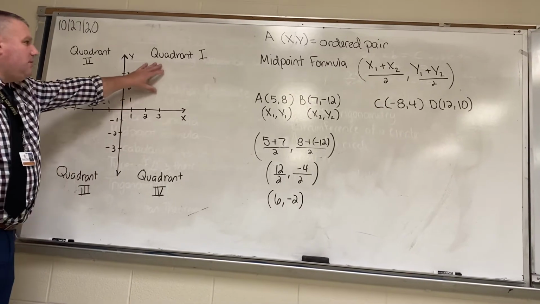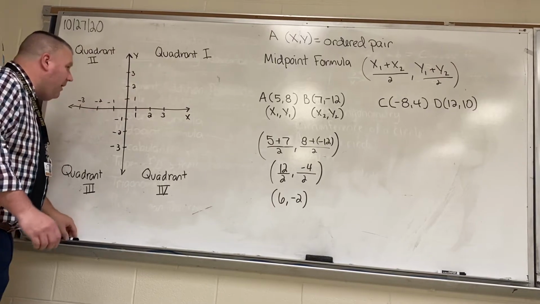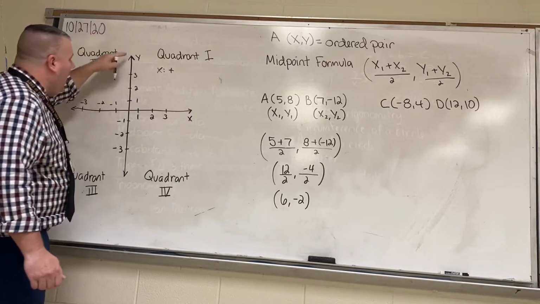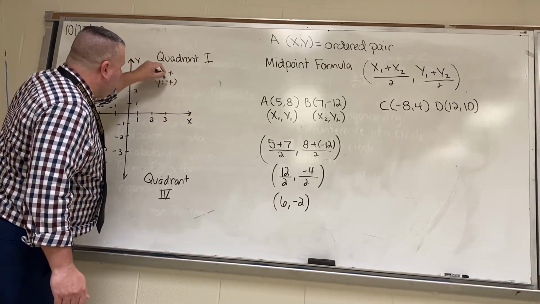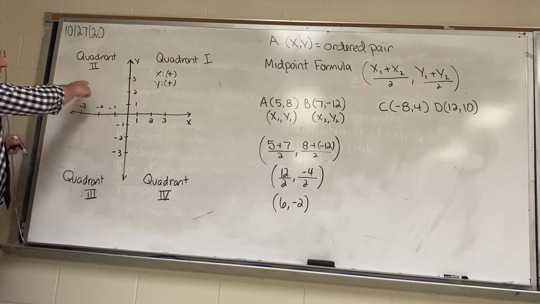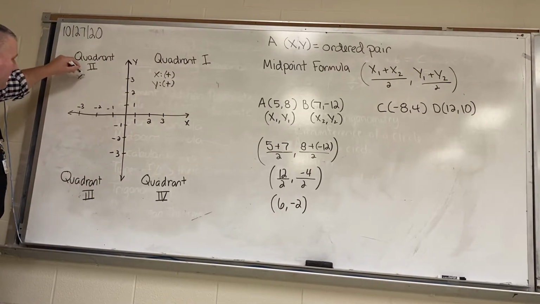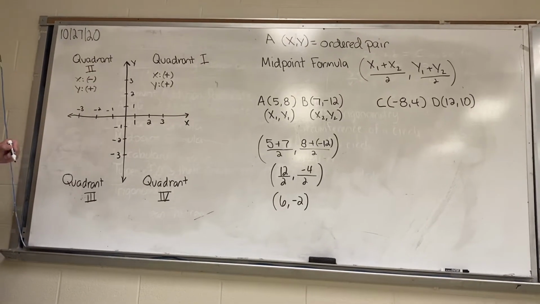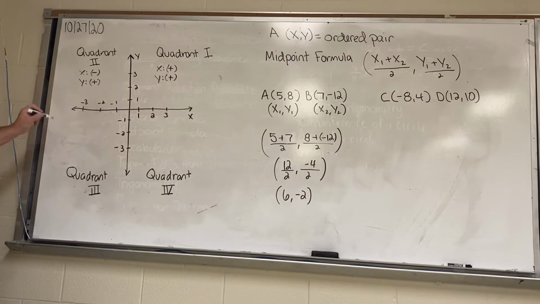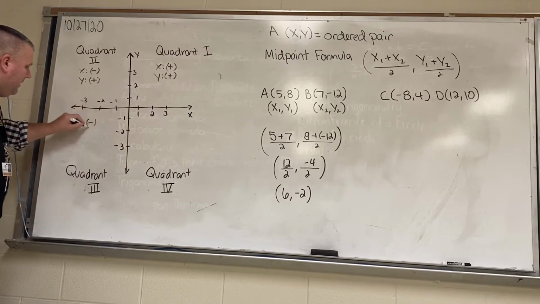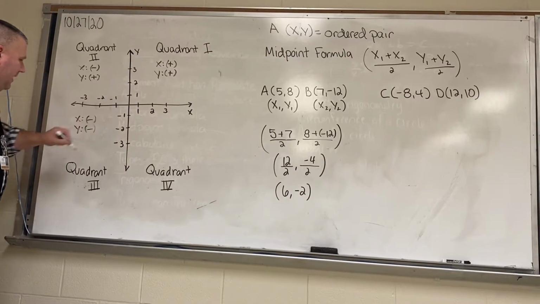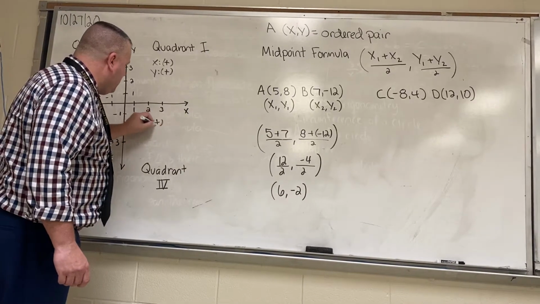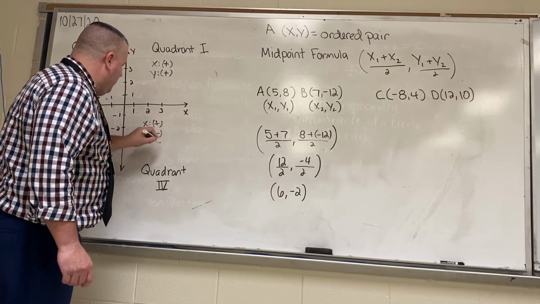Okay? In the first quadrant, which is here, x is positive, y is positive. In the second quadrant, x is now negative, y is still positive. In the third quadrant, x is negative, y is negative. And in the fourth quadrant, x is positive and y is negative. Okay, that's good to know.